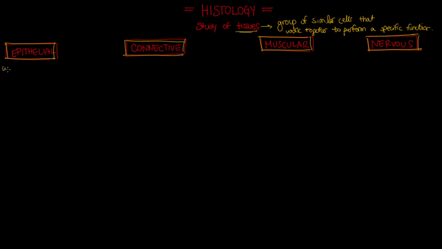So epithelial, in terms of location, these are typically found covering your body surface. So one major example that you can think of is the skin. And so they're going to cover your body surfaces, and they also line your body cavities and organs. They also make up your glands.